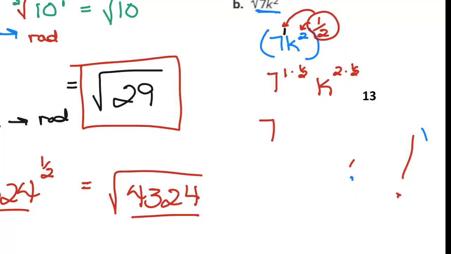7 to the 1 times 1/2 is 1/2 power. And what is half of 2 for k? Just 1. So this is your final answer for that problem.